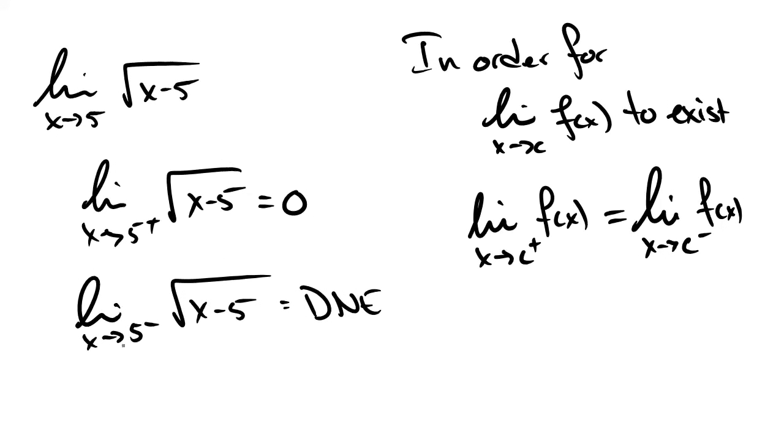Well, if this limit fails to exist, then this whole scenario right over here is violated, which means that this limit up here can't exist, and that does not exist. So to sum this up, the limit from the left has to be the same as the limit from the right in order for what I call the full limit as x approaches 5 to exist.